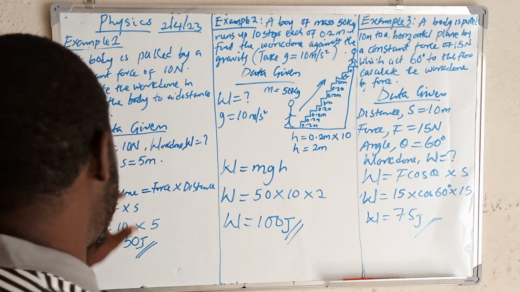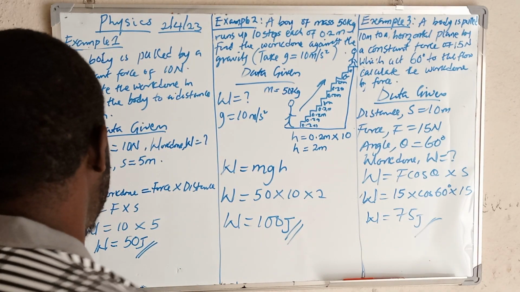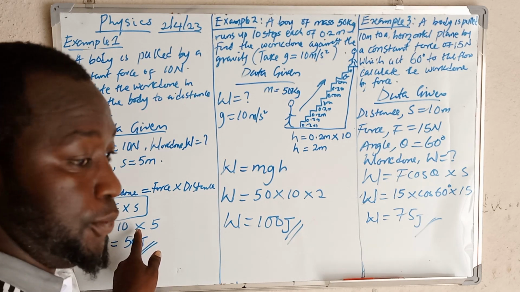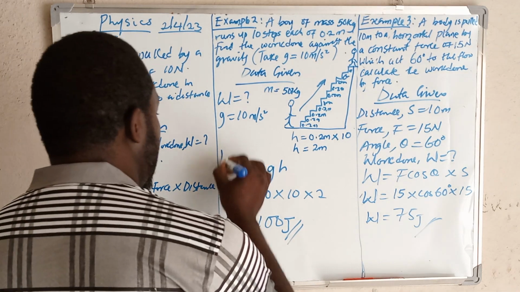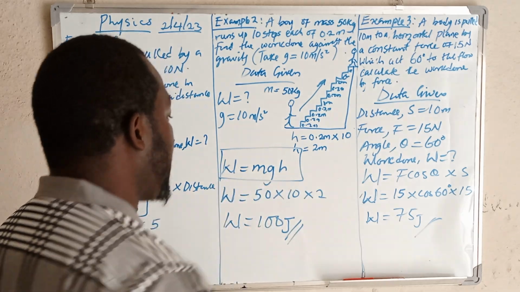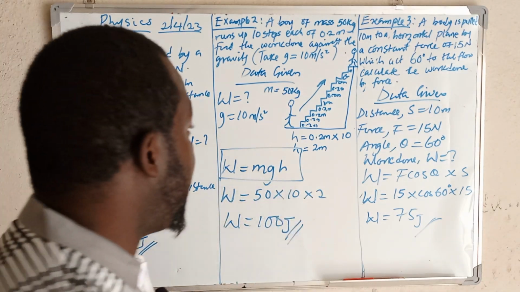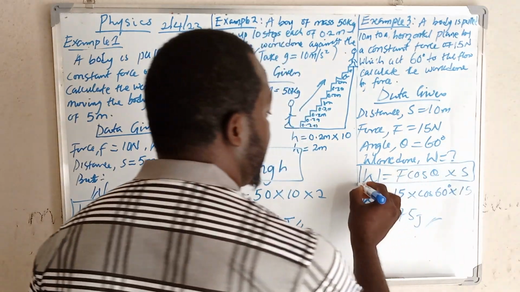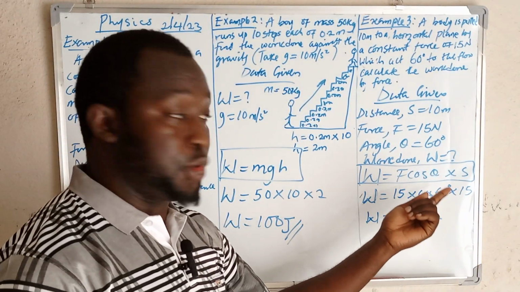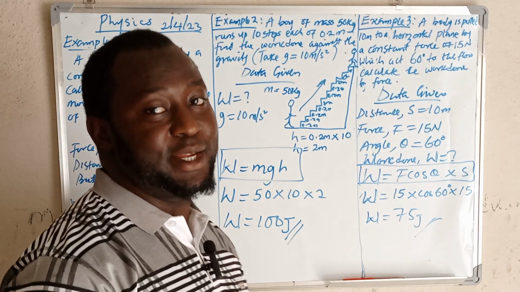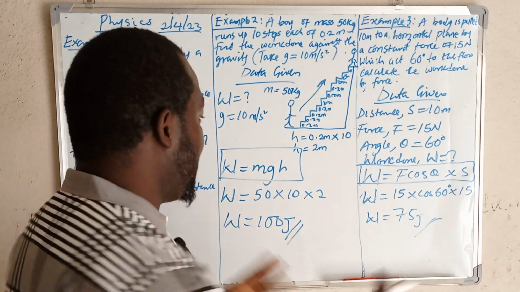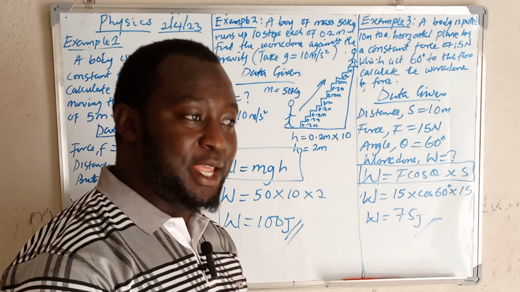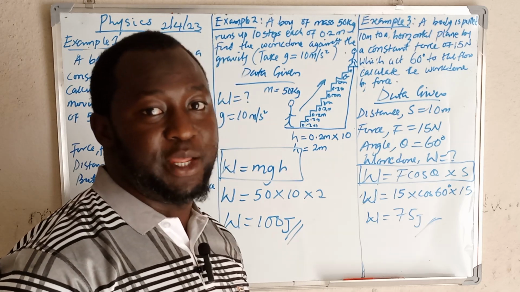Now, you see how we can solve a work done problem using the first formula, work done equals force times distance. You see how we solve a work done problem using the second formula, W equals mgh. You see how we solve a work done problem using the third formula, W equals F cos theta times distance. So I believe using these three formulas, a student can be able to solve any work done problem.